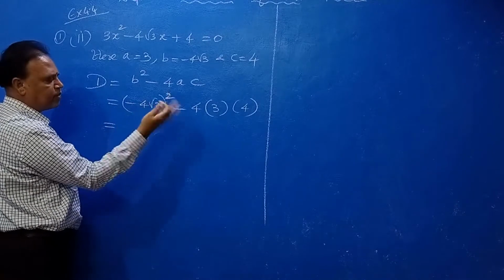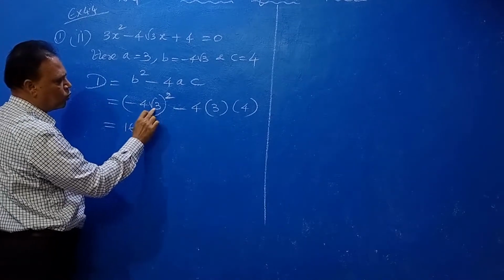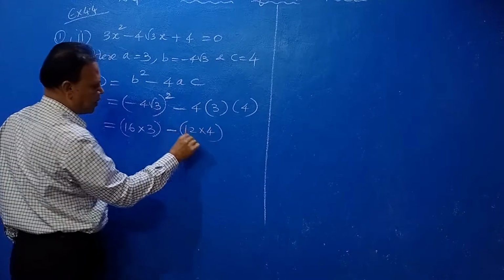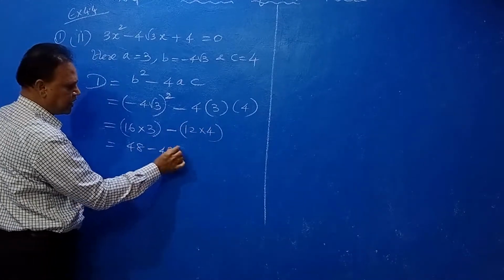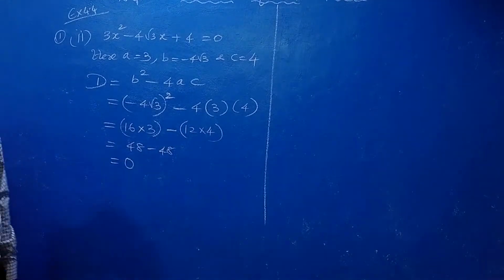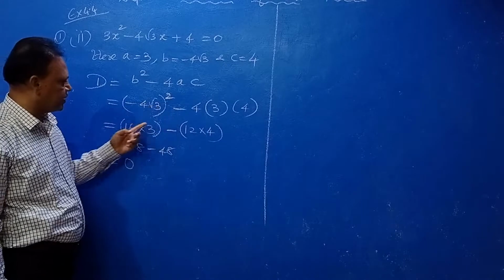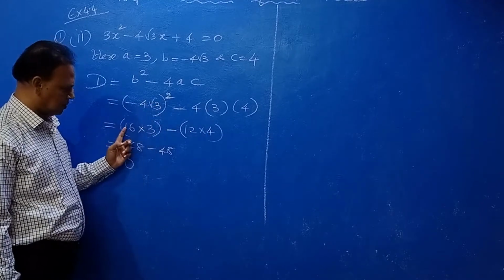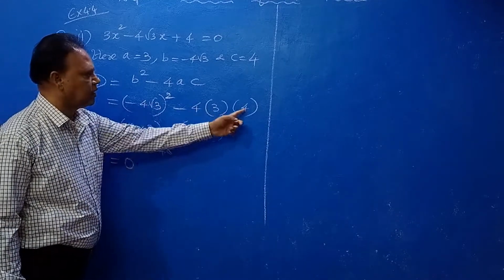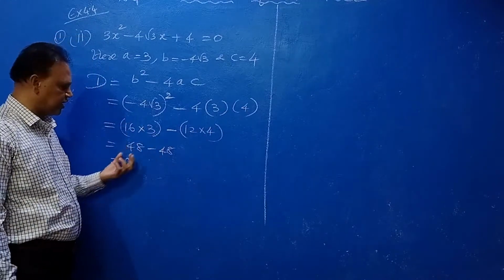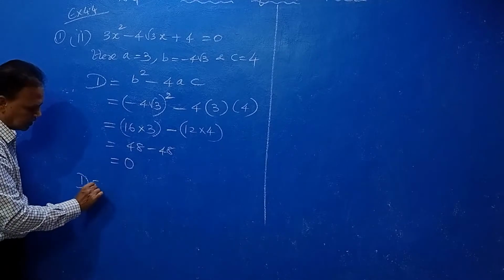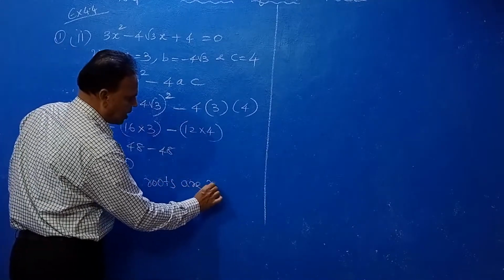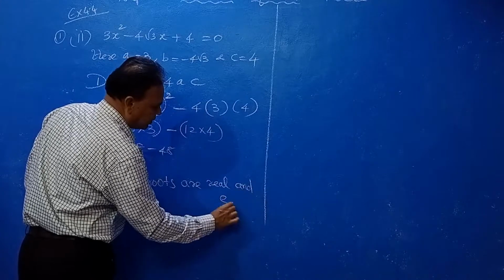Now, you see, minus square means plus, 4 squared is 16, into root 3 squared, which is 3. So 16 into 3 minus 4 into 3, which is 12, into 4. So this is 48, this is also 48, equal to 0. When D is equal to 0, what is the nature of the roots? The roots are real and equal.